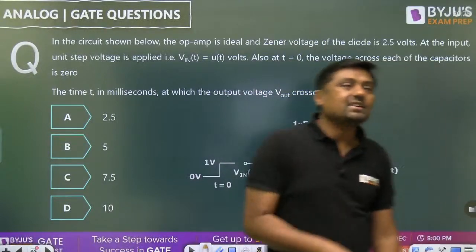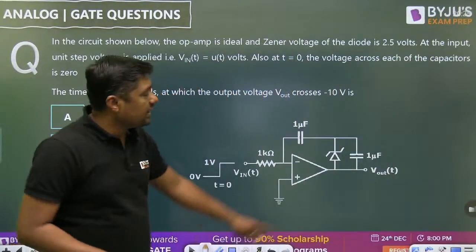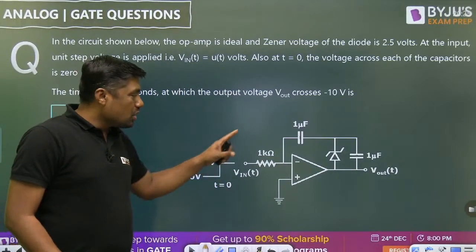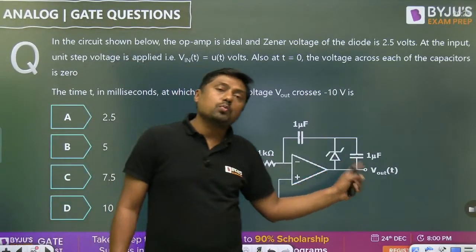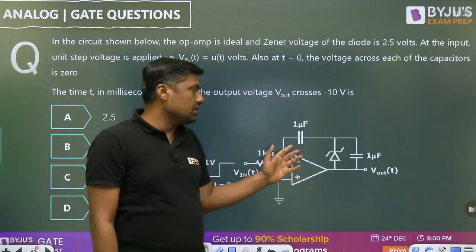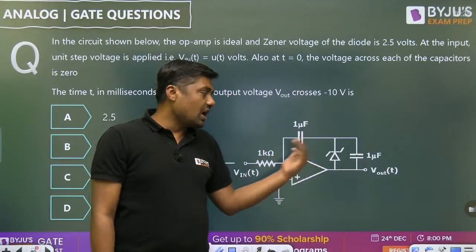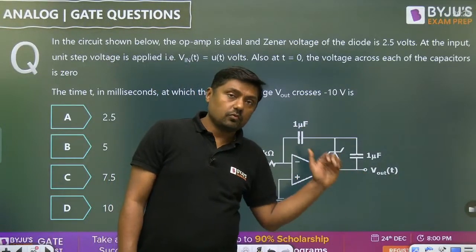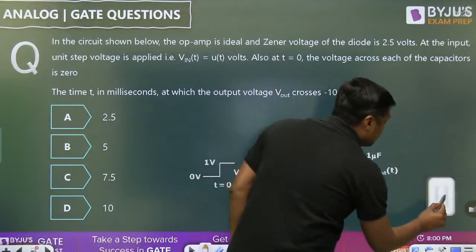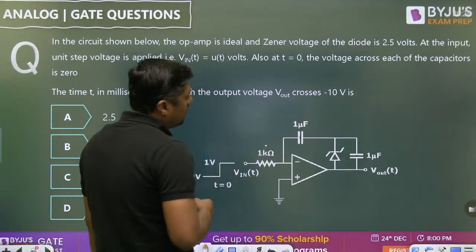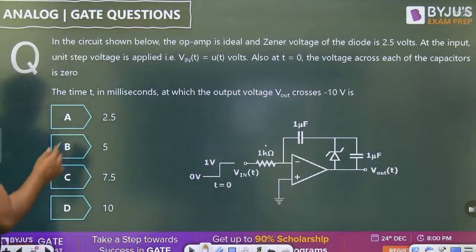We have to find the time. When we are giving the 1 volt, because of 180 degree phase shift, output voltage will be negative, definitely negative. But there are capacitors. Finally, the capacitor will charge and then the voltage will increase in negative direction. Initially all are 0. So how can we solve this question? After how much time it will reach minus 10 volt?